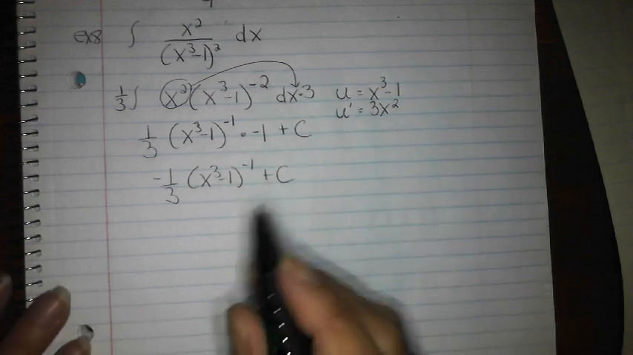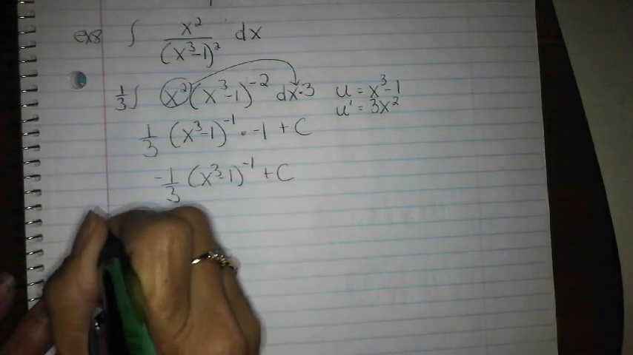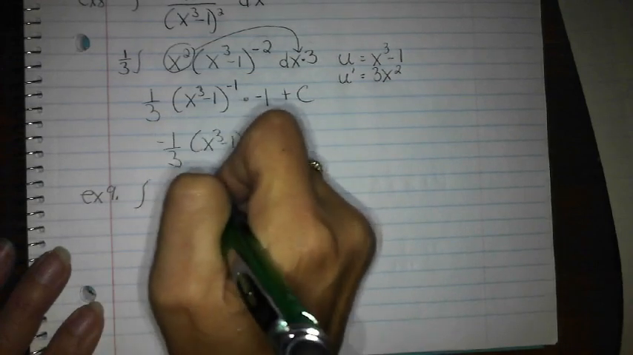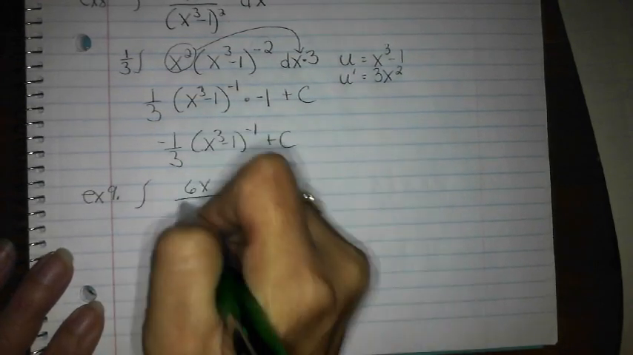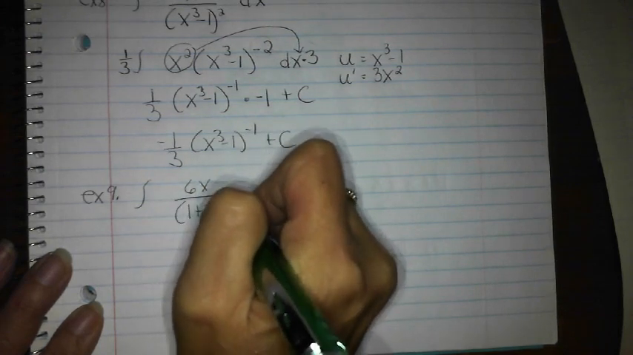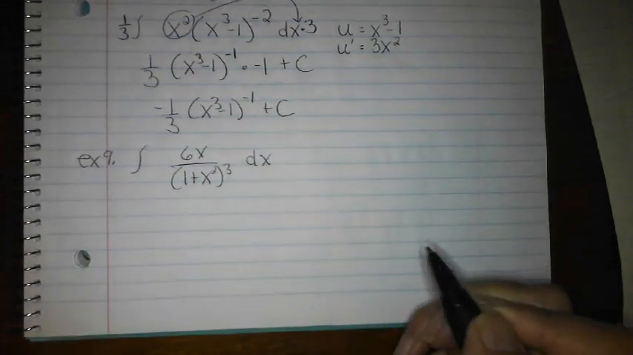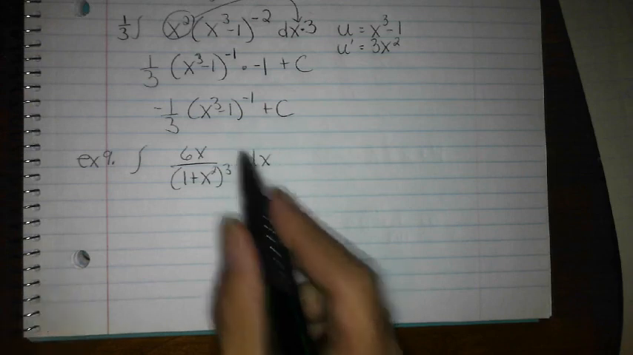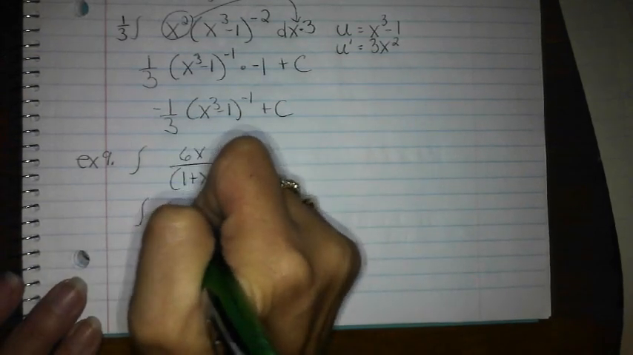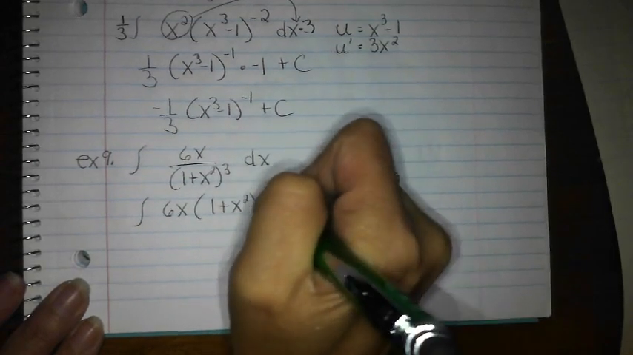All right, number 9. X over 1 plus x squared cubed dx. Okay, once again, we've got to bring this up. We can't start anything with x's in the bottom. So that'll be 6x multiplied by 1 plus x squared to the negative 3.